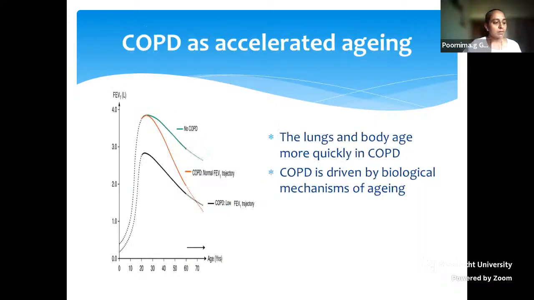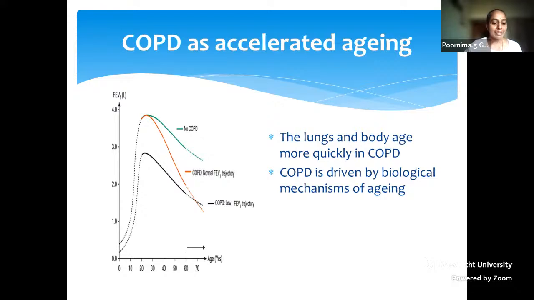In the second part of my thesis, we examined COPD as a result of accelerated aging. Again, I'm showing the same lung trajectory here. You can see that lung function naturally declines in normal aging over the age of 40. This decline is accelerated in COPD.